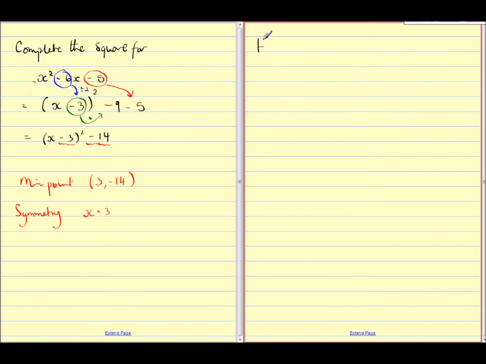The next thing we're going to be asked to do in this question is to solve. Now because this question uses the word hence, we are going to have to use what we've previously done. We write our x minus 3 all squared minus 14 and make it equal to 0. We then have to take over our 14 first. So the 14 moves over to the right hand side.